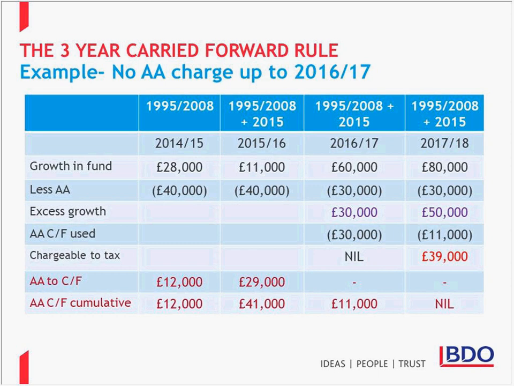Carry forward. So here we've got excess growth. We can use 30,000 of the 41,000, and so we have no tax charge in 16-17. And we've still got 11,000 of unused relief to carry forward for 17-18. If we then look at 17-18, growth of 80,000, again we've got an abated allowance. That means we've got 50,000 of excess growth. We use the 11,000 unused relief that we've still got, which means we've got 39,000 of excess growth, which is subject to tax.